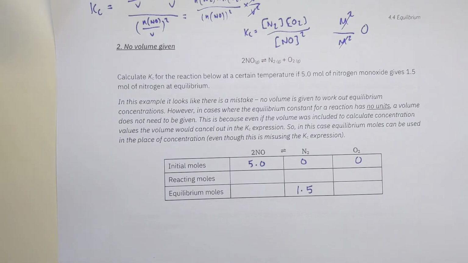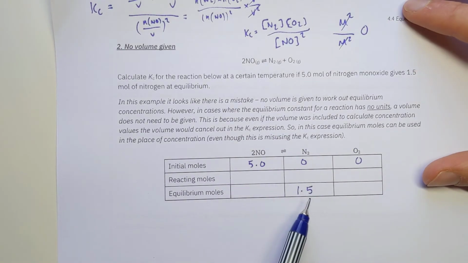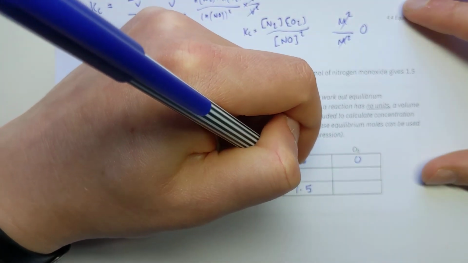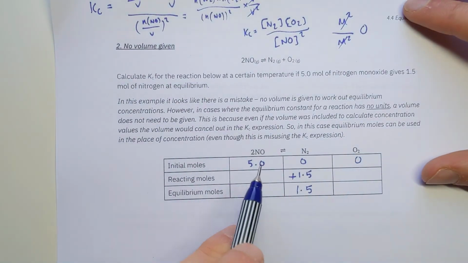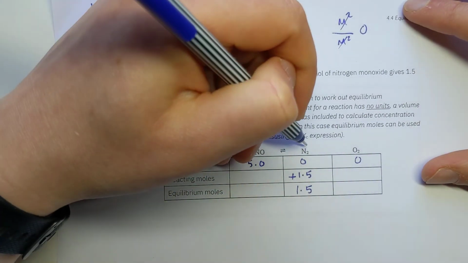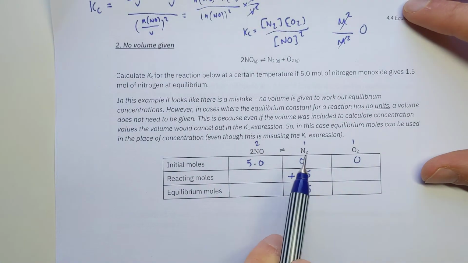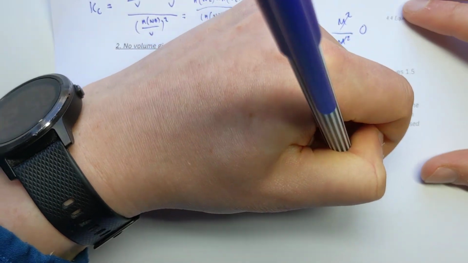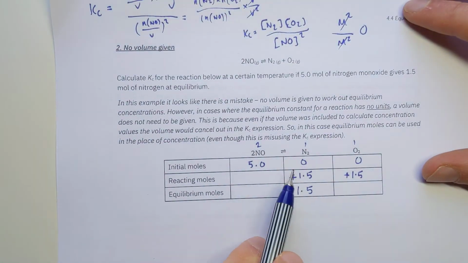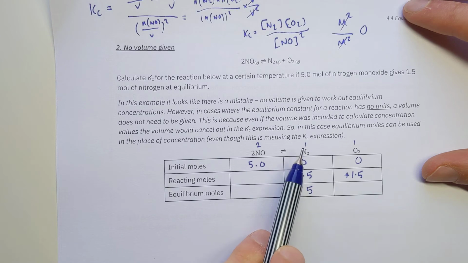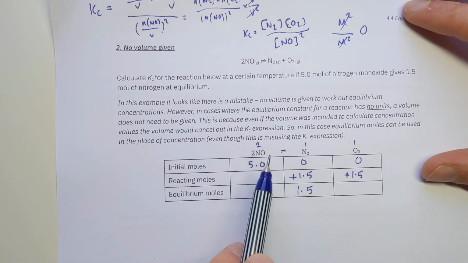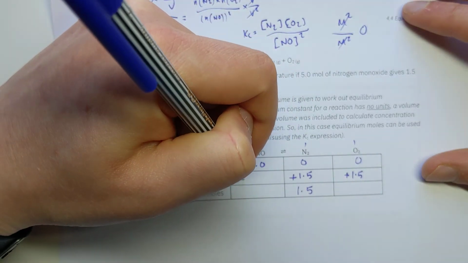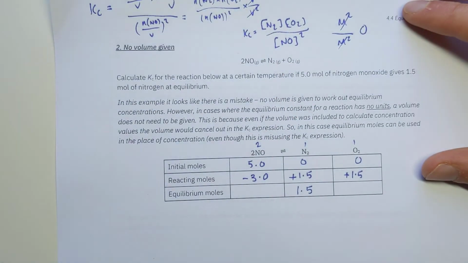I have to use my kind of logical skills here. So let's think about the one I've got two values for. I started with no nitrogen. I've now got 1.5 moles of it. Therefore, I've created 1.5 moles of nitrogen. Looking at my equation again, it's a 2 to 1 to 1 ratio in terms of moles. So if I've made 1.5 moles of nitrogen, 1 to 1 ratio, I must also have made 1.5 moles of oxygen. Going the other way, if I've made 1.5 moles of nitrogen, 2 to 1 ratio or 1 to 2 ratio going this way, I must have used up twice the number of moles of NO. So in other words, I've taken away 3.0 moles of it.